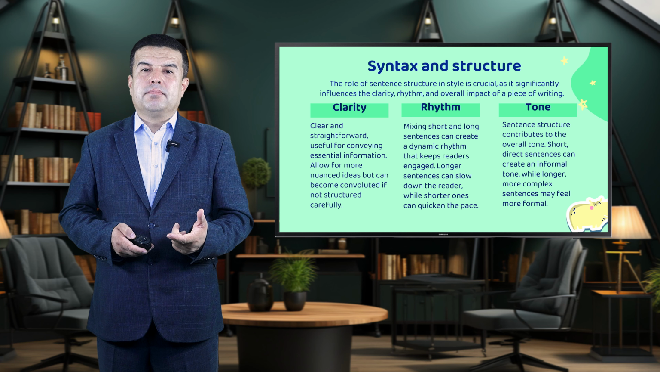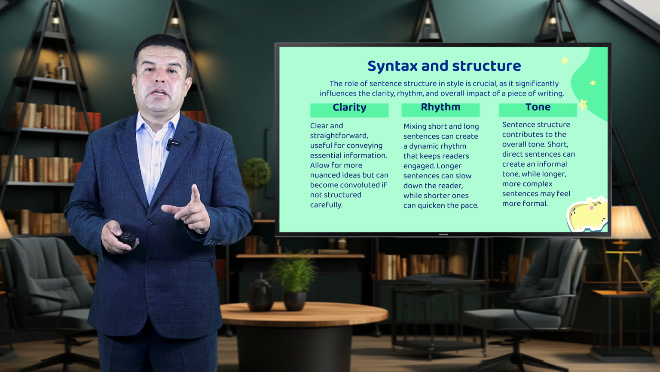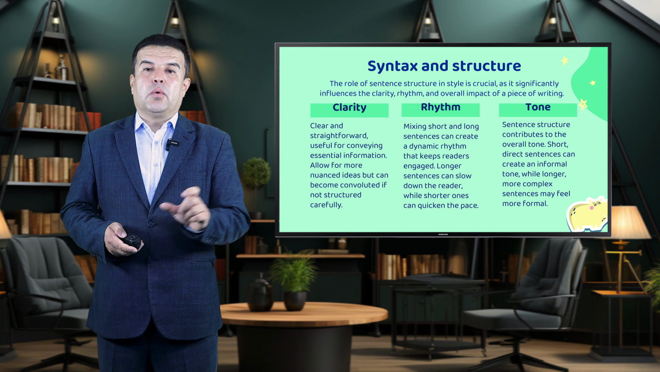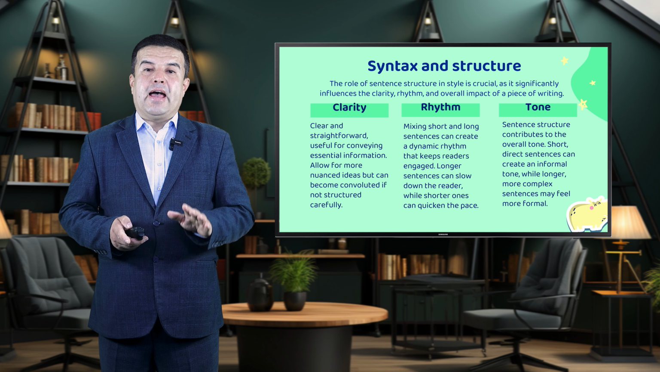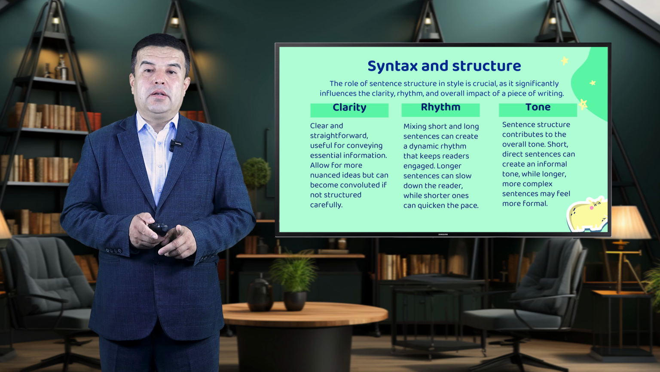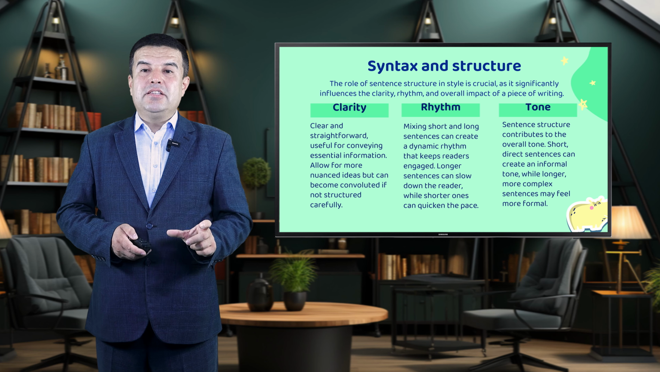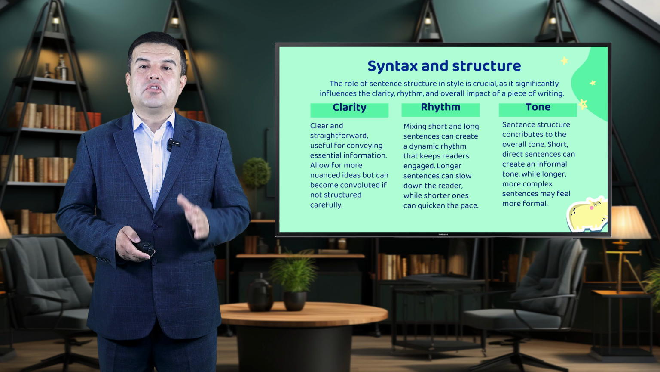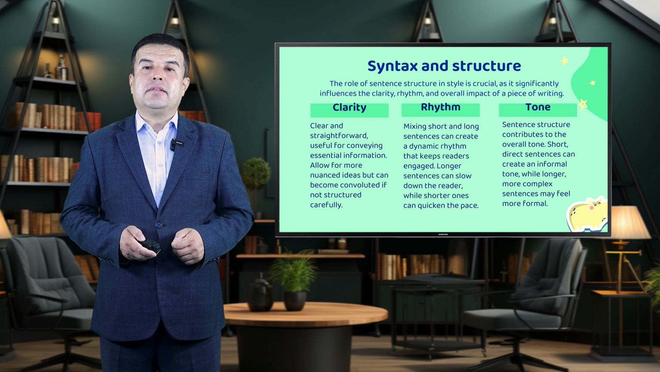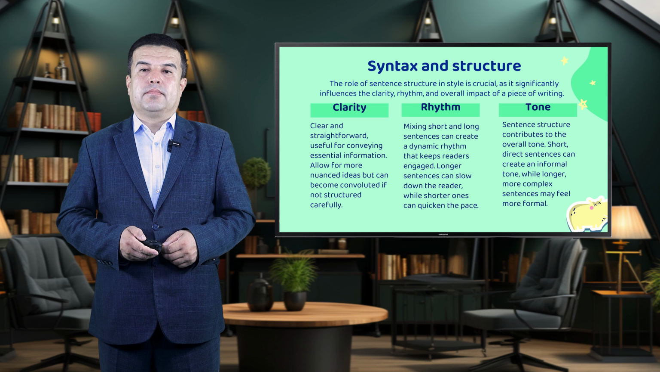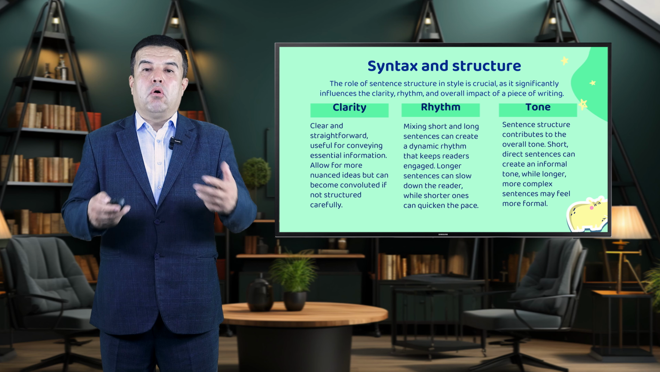In rhythm, mixed short and long sentences can create a dynamic rhythm that keeps readers engaged. Longer sentences can slow down the reader, while shorter ones can quicken the pace. In tone, sentence structure contributes to the overall tone. Short, direct sentences can create an informal tone, while longer, more complex sentences may feel more formal.